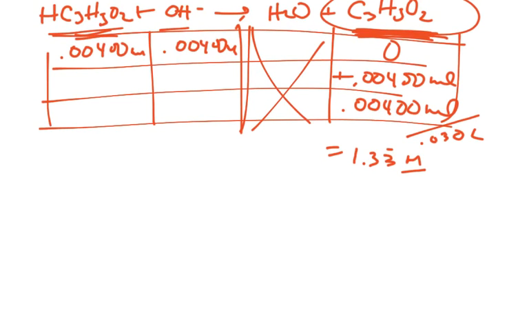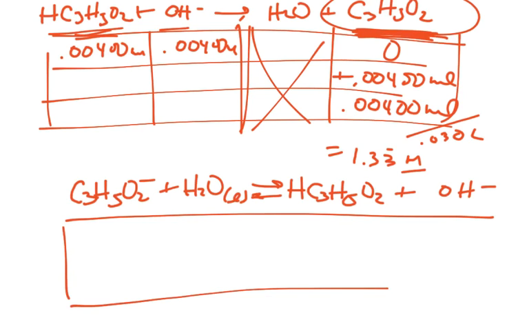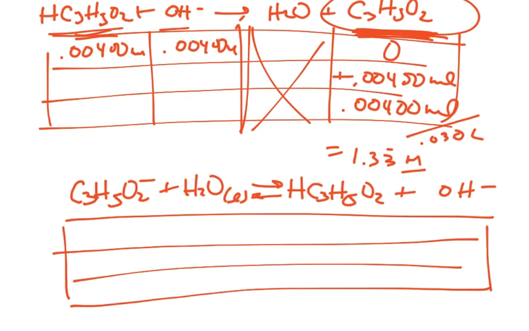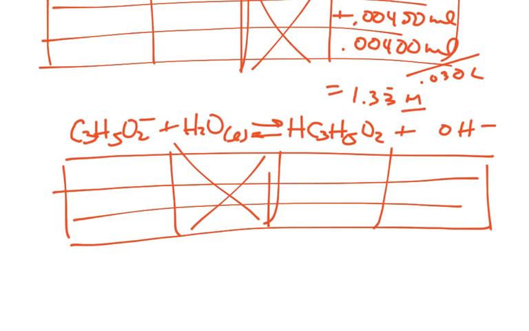So my equilibrium is going to be C3H5O2 minus, and when it mixes with water, then I get C3H5O2 and OH minus. So this is kind of a standard icebox for a solution that has the conjugate base of a weak acid.